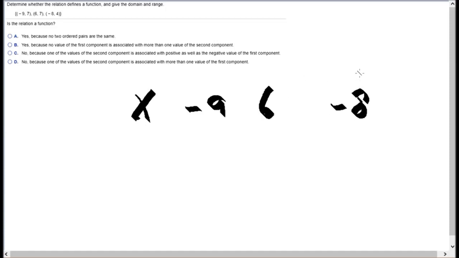I'm just looking here at the x values. Do any of those repeat? No. So this is a function. So yes, because no two ordered pairs are the same, or yes, because no value of the first component is associated with more than one value of the second component. That's your answer right there. You cannot have repeated x's in your functions, but you can have repeated y's.